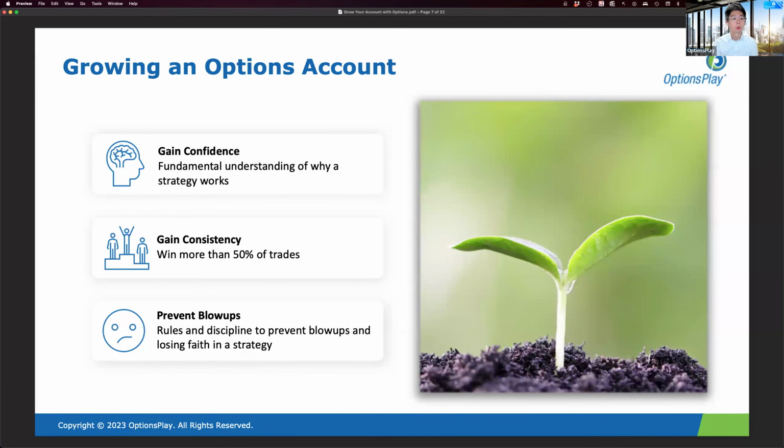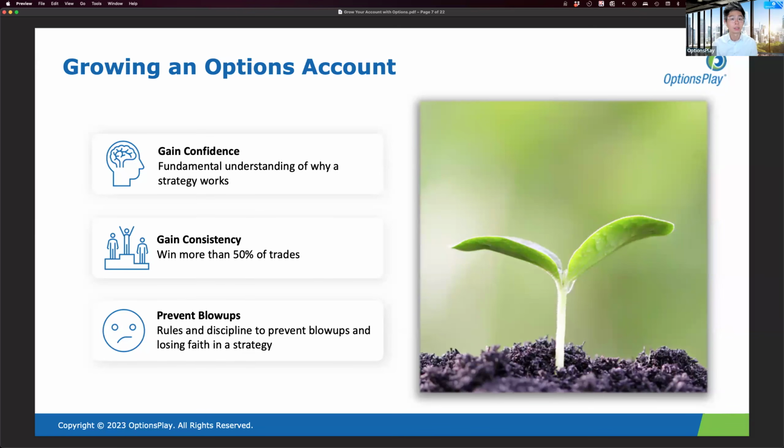Second thing that I think is important is gaining consistency. And this comes down to winning more than 50% of your trades. If you can win more than 50% of your trades, you tend to have the energy to want to invest your time and efforts to optimize and get better at trading. Can you make money by winning only 30 to 40% of your trades? Absolutely. And many professional investors do, because they trade higher risk to reward strategies. They don't win very often, but when they win, they win large amounts of the premium that they've paid.